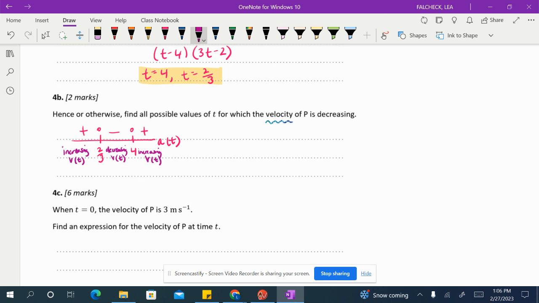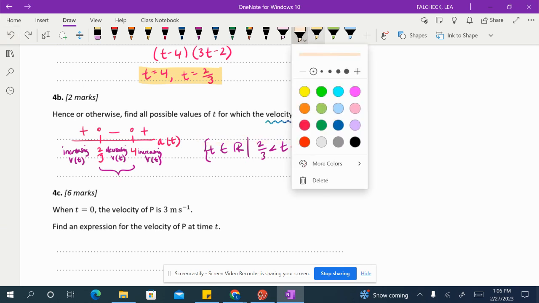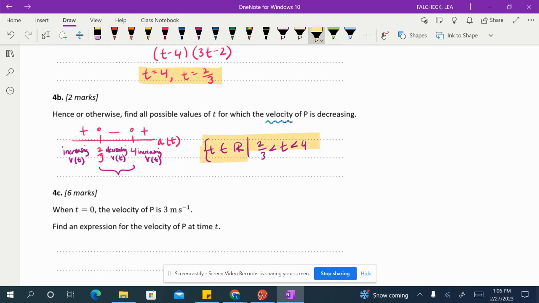So they want us to find all possible values of t for which the velocity of p is decreasing. So we want this little sliver here. So we would say that t is an element of all reals such that t is between 2/3 and 4. That's when the velocity is decreasing.